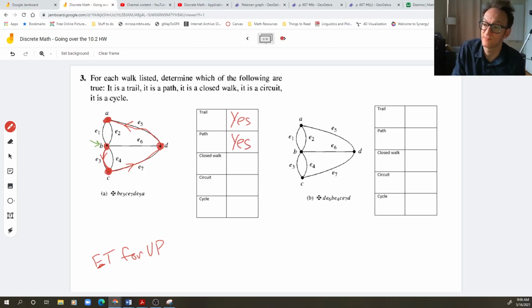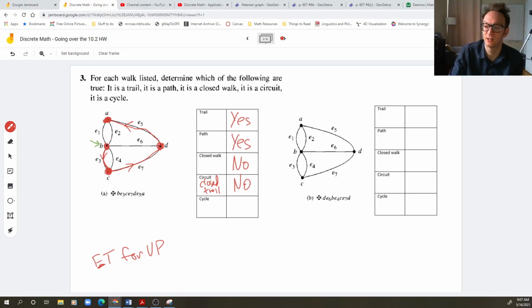So yes. Is it a closed walk? No, because I started at B and ended at A. So no. Is it a circuit? No. What is a circuit? A circuit is a closed trail. Well, then it's certainly not a closed trail because it's not even closed.